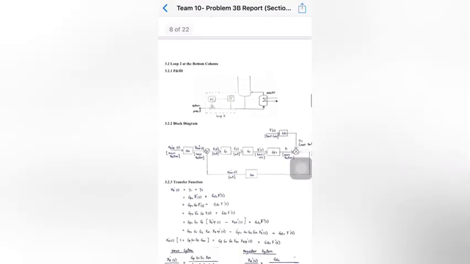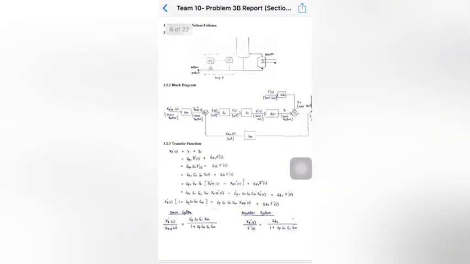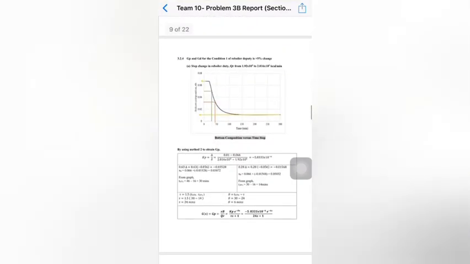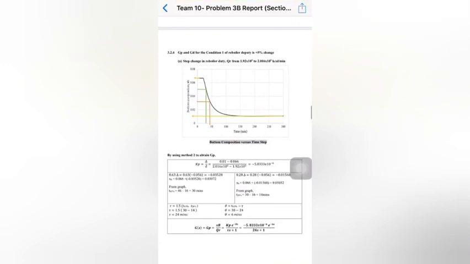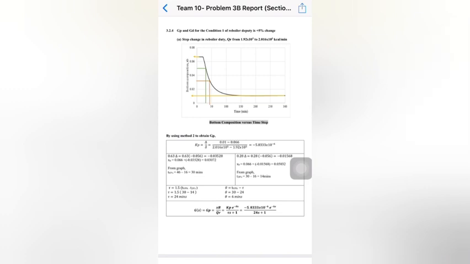So next we look at the bottom column. The PNID diagram and plot diagram we have learned in the problem 3A. For this problem 3B, we also use the open loop step change response to find the GD and GP value. We also have the two conditions. First is the positive 5% change.